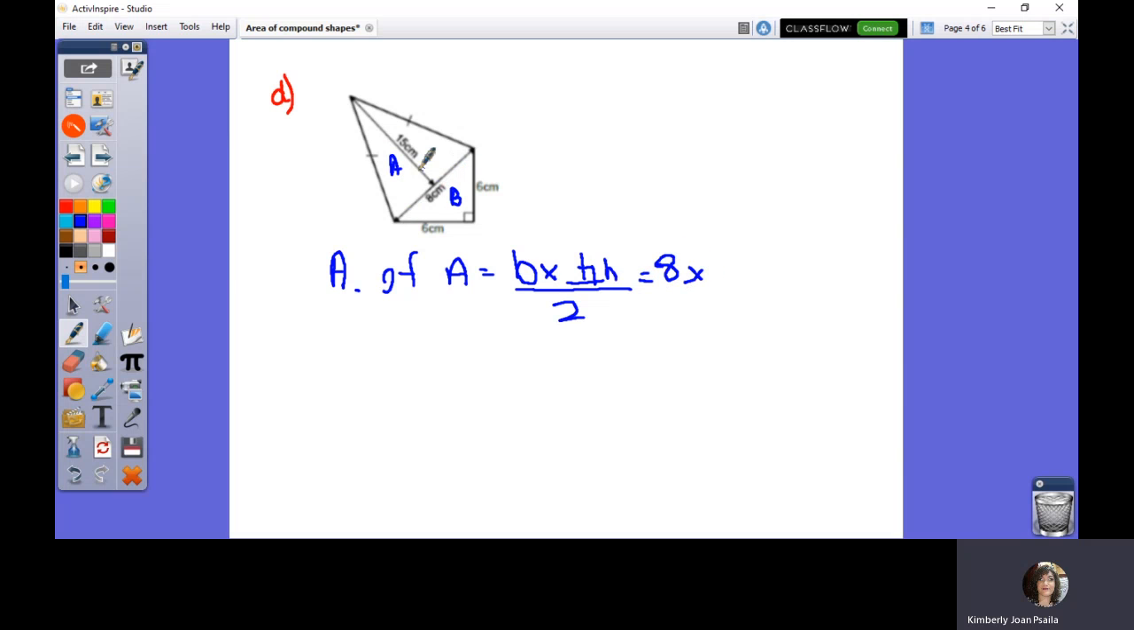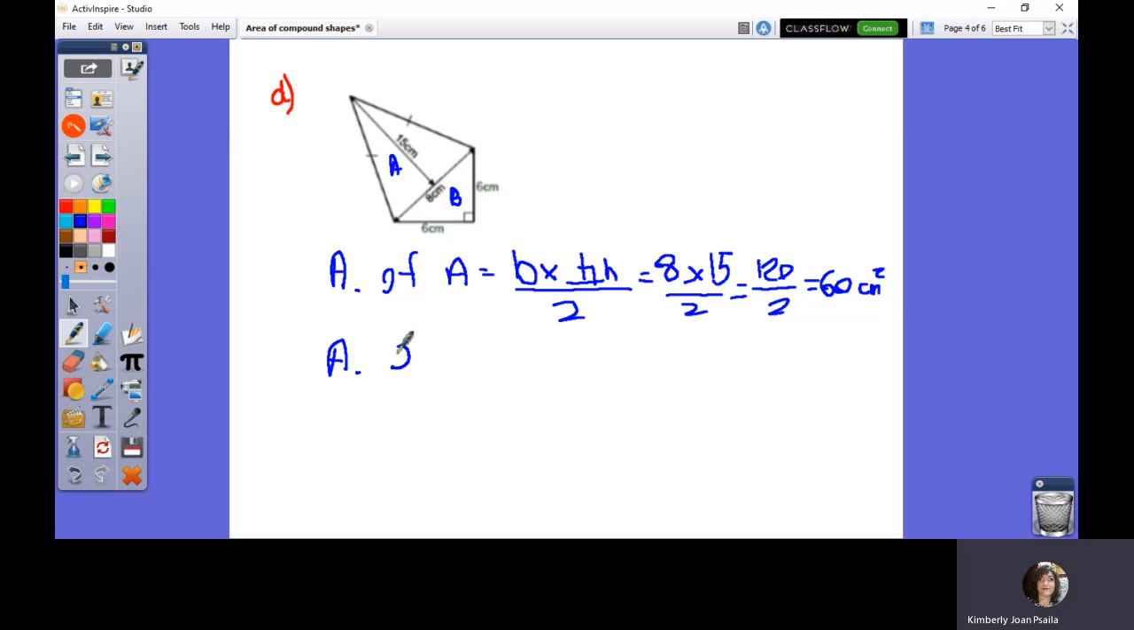multiplied by its perpendicular height. It is 15, and everything divided by 2. So 8 multiplied by 15, we should get 120. 120 divided by 2, you should get the answer of 60 centimeters squared. Now we have to find the area of B.